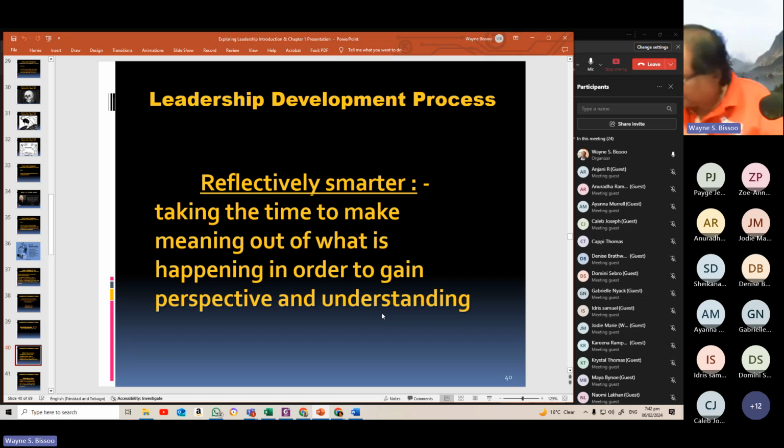Reflectively smarter. Something that we oftentimes don't pay attention to is the fact that we need to take time to reflect on the past and what we've done and how we've done things in order to make improvements in the future. And reflectively smarter means that we need to oftentimes reflect upon what has gone in the past in order to gain perspective of what took place and understanding so that we can make necessary improvements to what we do going forward.